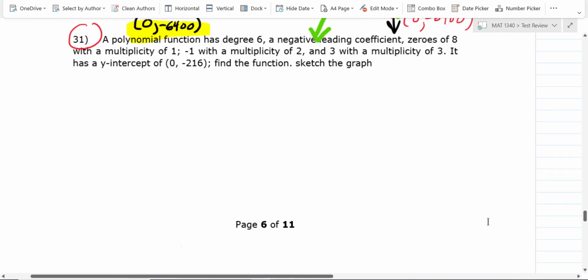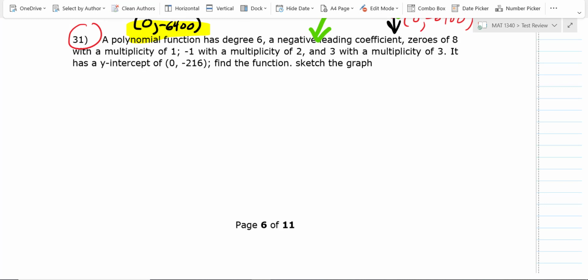Okay, so this one is basically giving you this information. You have a degree of 6 that has a negative leading coefficient. When I look at those two pieces together, if it has a degree of 6, an even degree looks like this, like touchdown, or like this. Which one is it going to look like if it has a negative leading coefficient? It's going to go down, exactly. So those pieces of information right there already tell me that the graph is going to look like that.